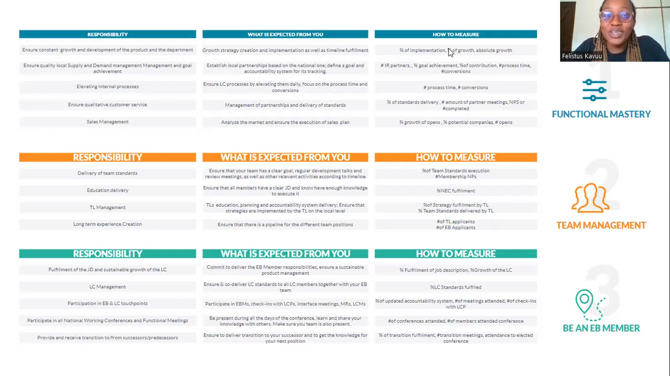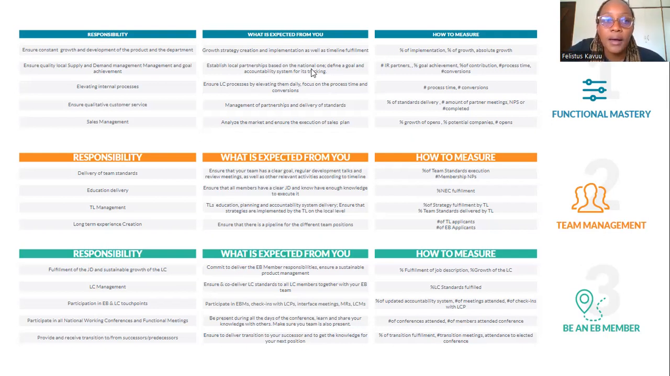So for example, let me just go through it really quick because I realize it may be confusing. For the first one, how to measure is percentage of implementation. This is in terms of implementation of the exchange standards, implementation of the strategies and the goals that they have, percentage of growth in terms of numbers, right? How many realizations have we increased in? Has our process time increased? Like percentage of growth, you get?